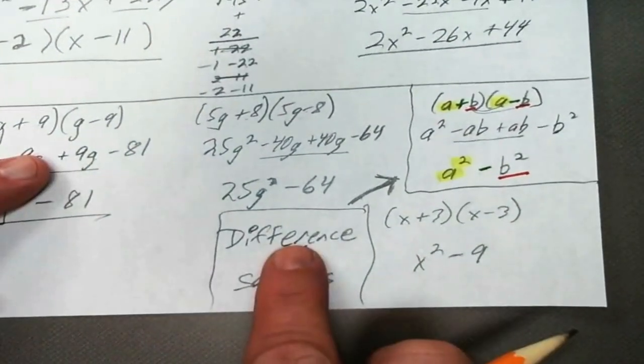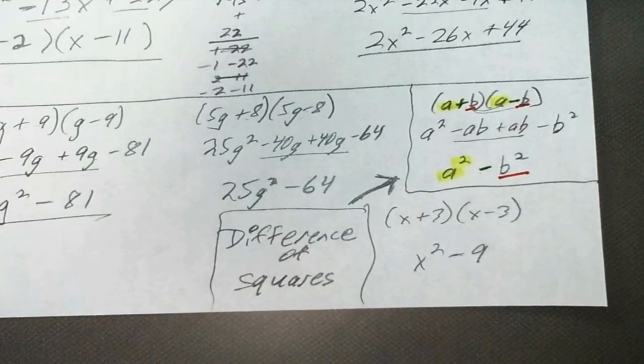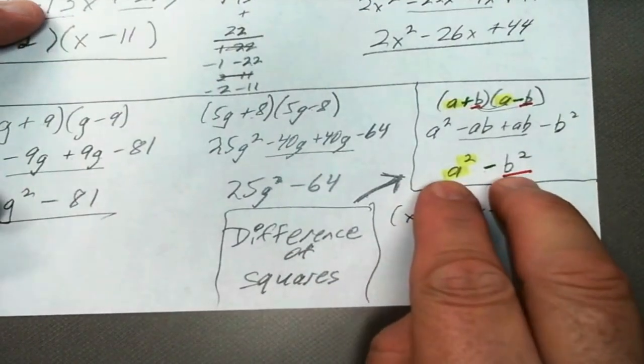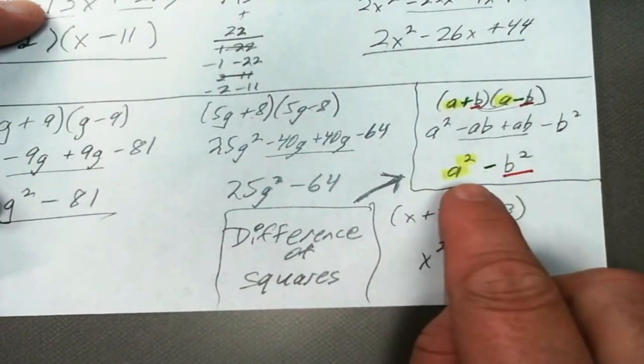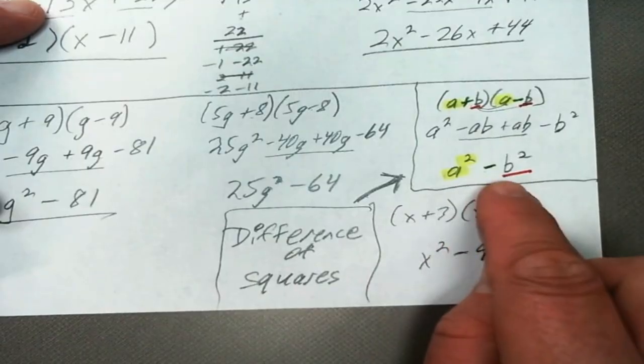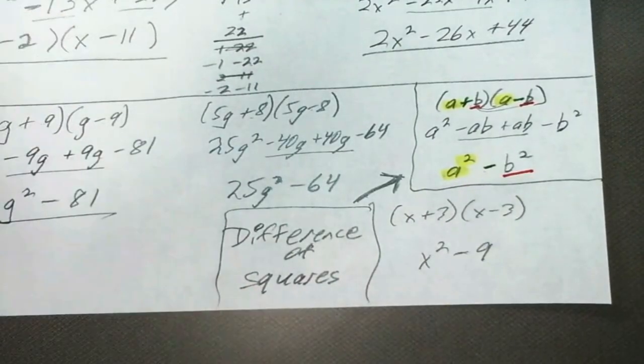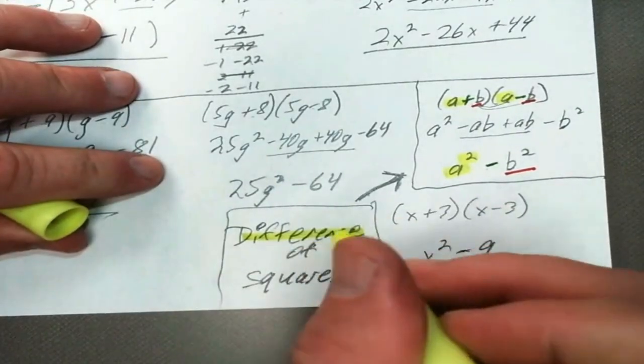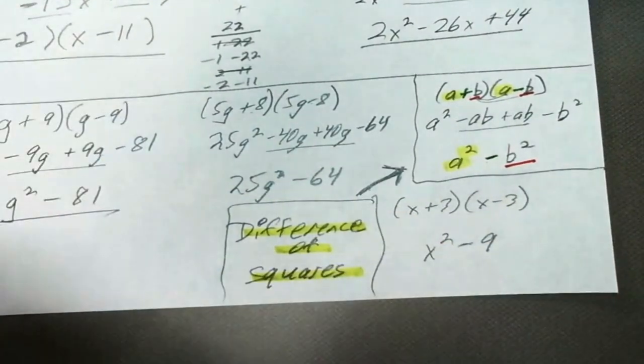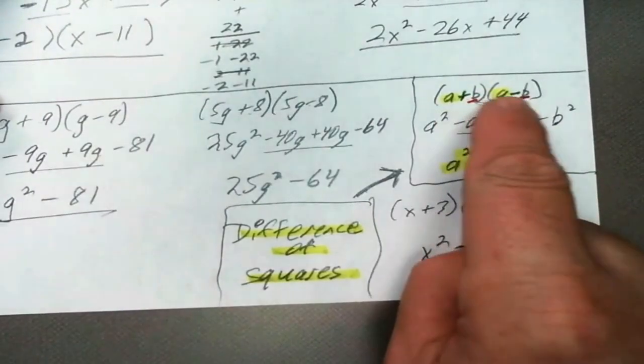What does difference mean? When we subtract, we're taking the difference. What's the difference between 7 and 5? Well, 7 minus 5 is 2. The difference is 2. Difference means subtract. These are both squares because it's a squared and b squared. So we're finding the difference between the two squares. What's a squared minus b squared? Difference of squares. That's where this term comes from. So if you recognize what's going on, you can go this way.